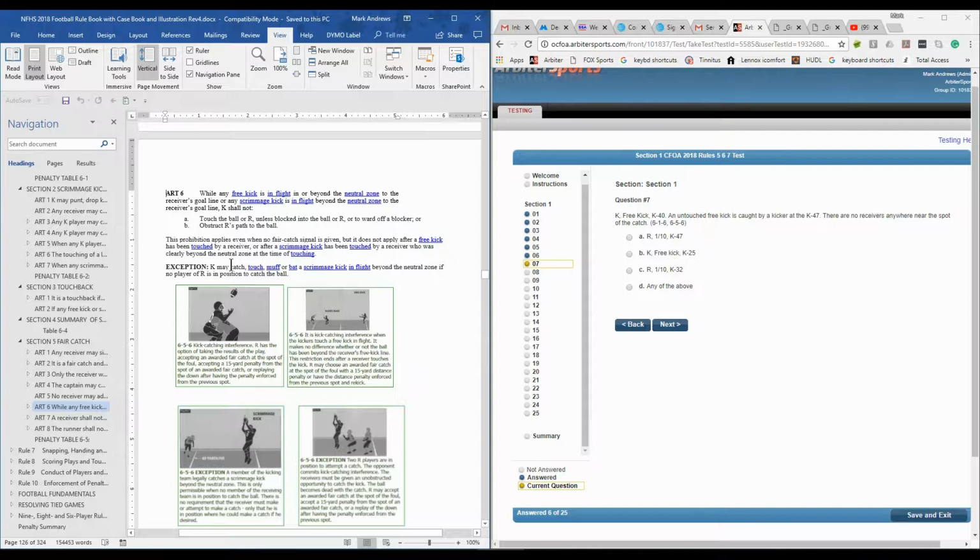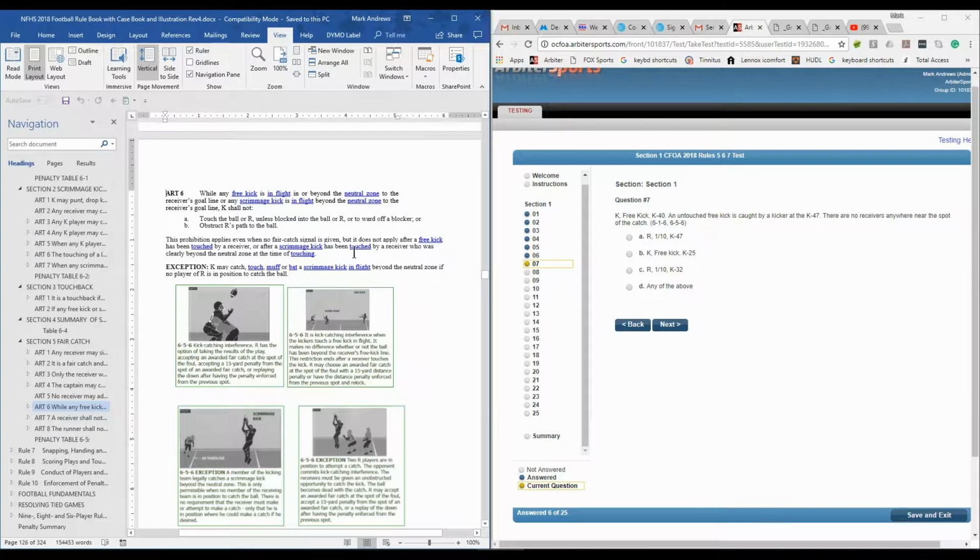K may catch, touch, muff, or bat a scrimmage kick in flight beyond the neutral zone if no players of R in possession catch the ball. Now, a scrimmage kick, again, is a punt or field goal. This is not either of those. This is a free kick. This is a kickoff. So this exception does not apply. So basically, K cannot catch a ball in flight on a kickoff.